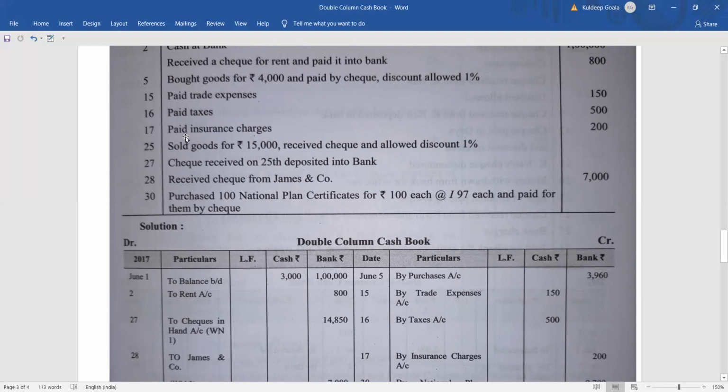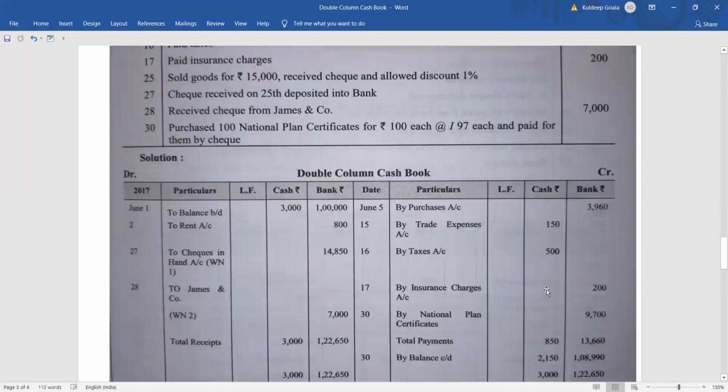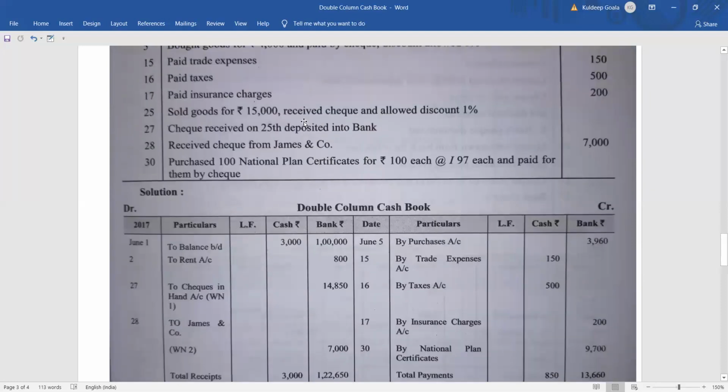Then again, paid insurance charges 200. Normal insurance is a business expense. Life insurance is a drawings, okay, personal expense of the owner. But here it is given normal expense, so it will be taken as a business expense. So what will happen? By, since it is also a payment, so it will come in the payment side. By insurance charges 200 rupees in the cash column.